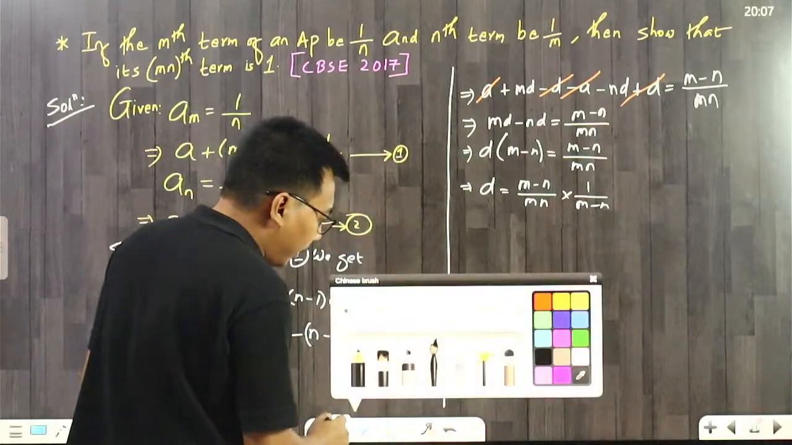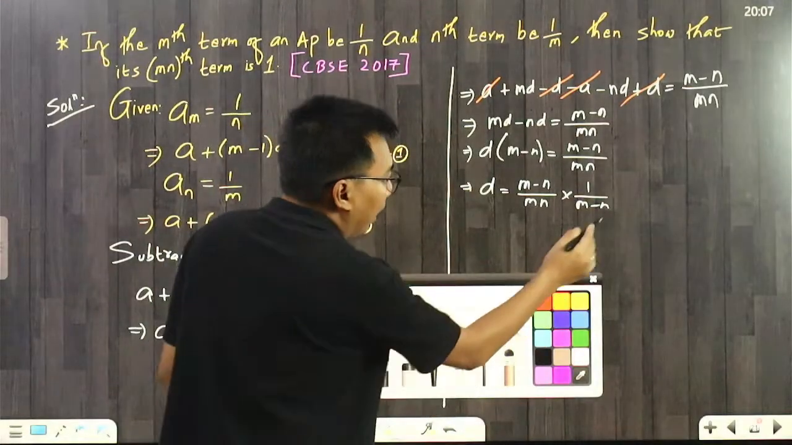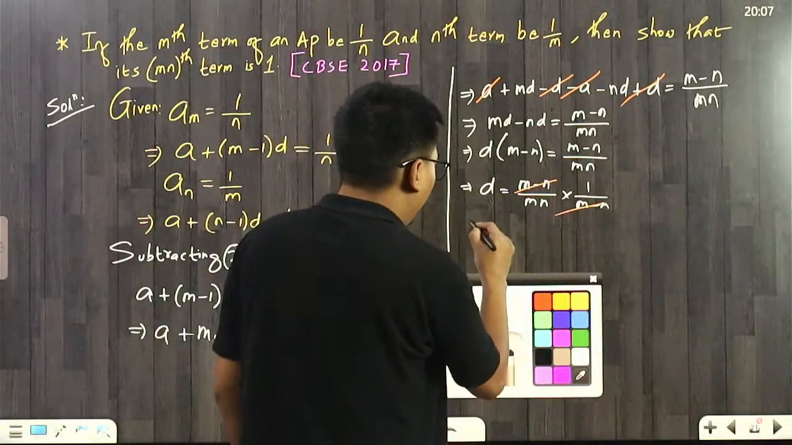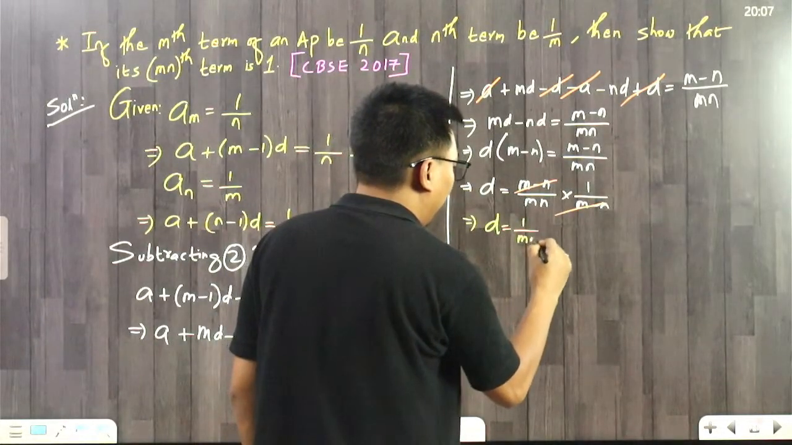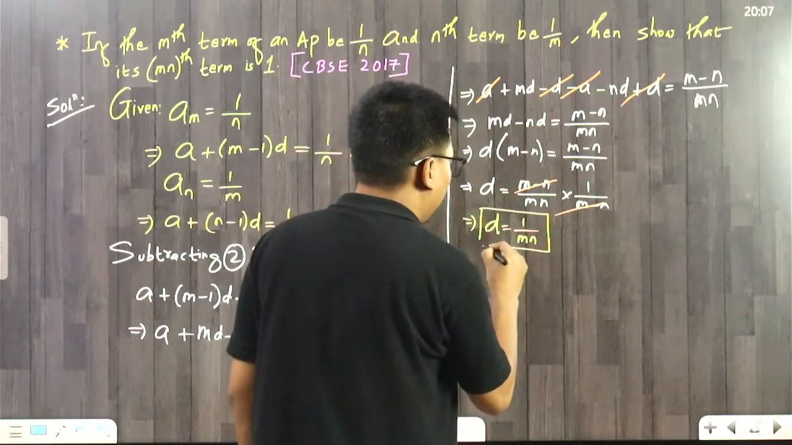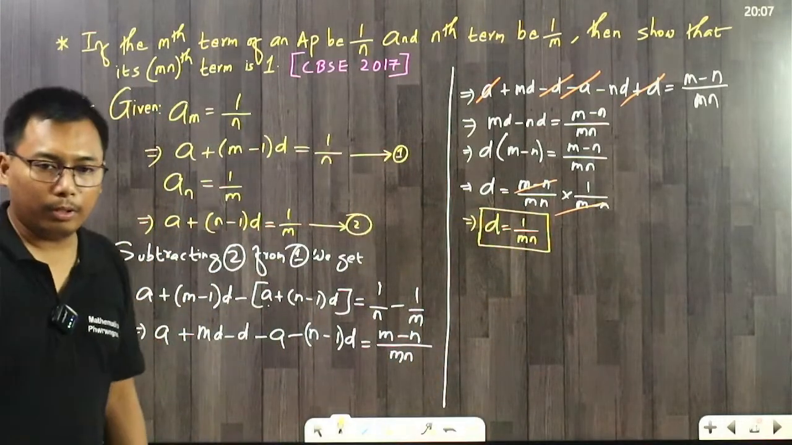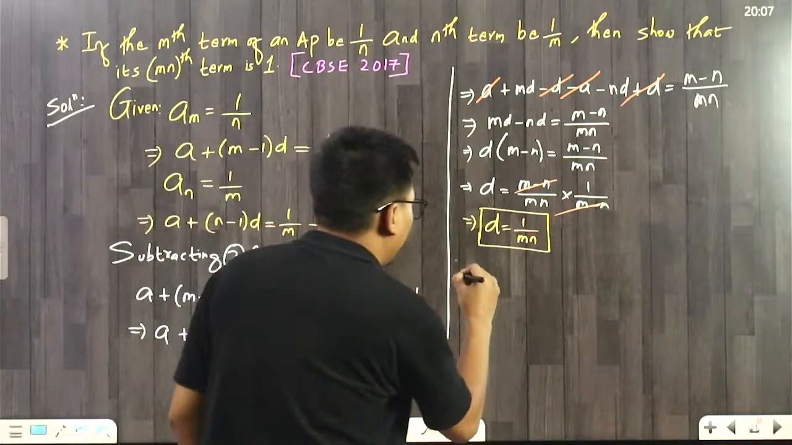I'm teaching you in a detailed way so that you don't get confused. Now see, m minus n and m minus n will cancel. What will remain? We'll get d is equal to 1 by mn. So this is the value of d. Now we'll put this value of d in either equation 1 or equation 2. Let's put this in equation 1.